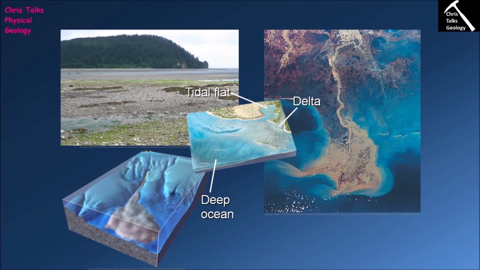So once again, you can see in these coastal and oceanic environments, we're going to have environments with distinct conditions, and this is going to lead to the formation of distinct sedimentary rocks.